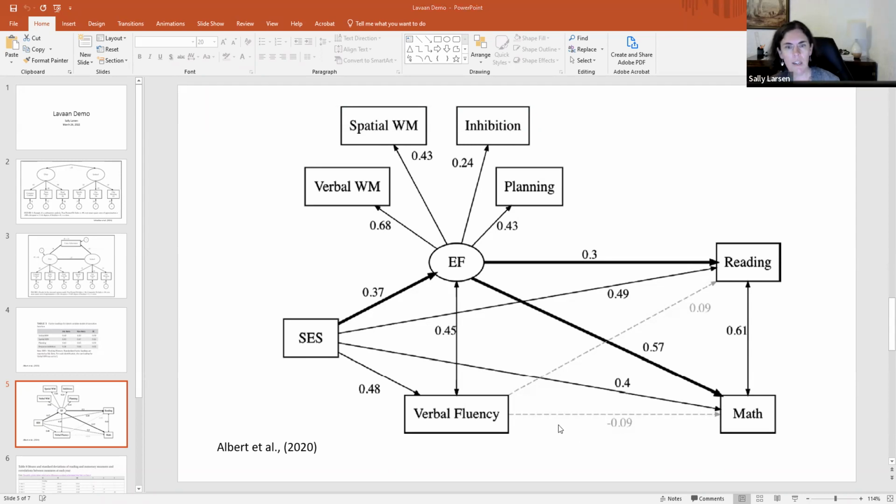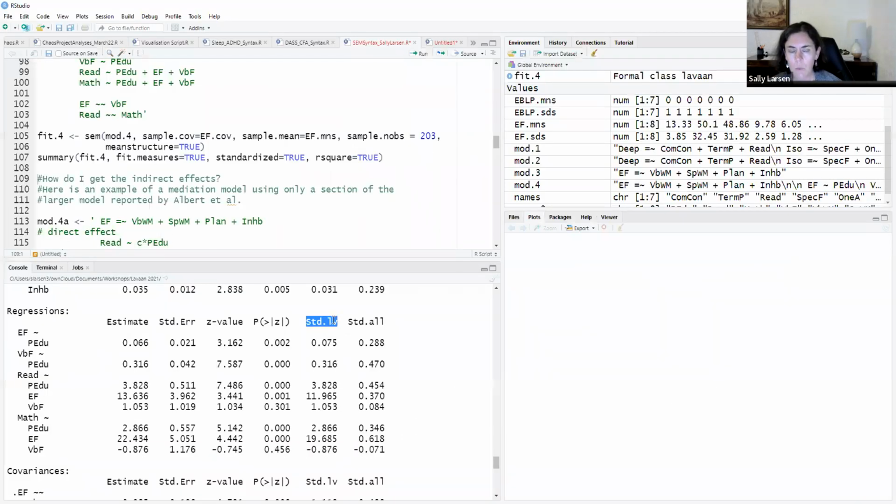What's the difference between standardized LV and standardized all? Let me just flick back and I'll tell you. Standardized latent variables is where just the latent variables are standardized. So in this case, we've only got one latent variable, and that's executive functioning. But standardized all is where every variable is standardized. And it's really up to people's preference, what they interpret and report.